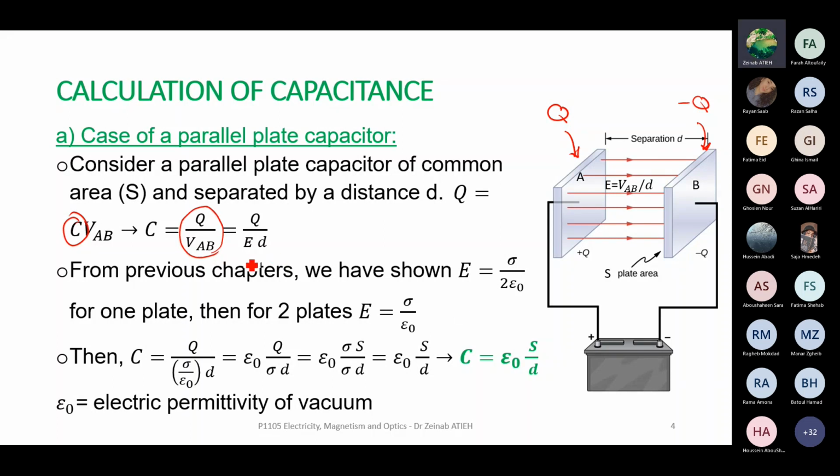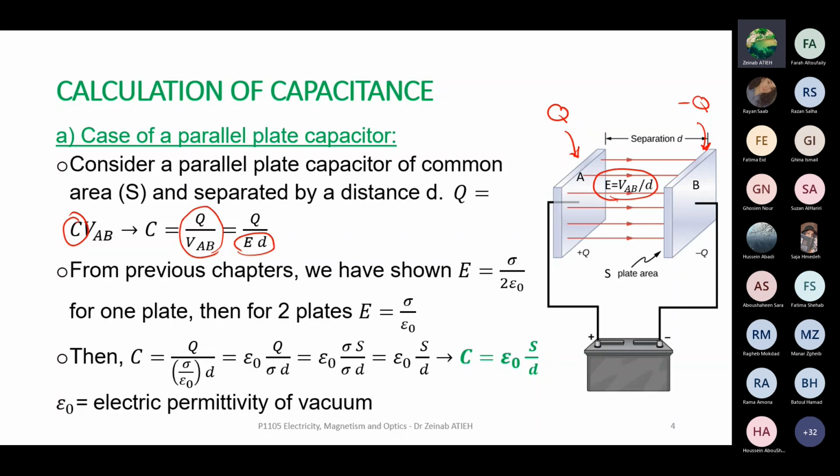For a parallel plate capacitor, we have found that VAB equals E times D, where E is the electric field in between the parallel plates, and D is the distance in between them. I've explained this formula in previous slides. So E equals VAB over D, which means VAB equals E times D, for a parallel plate capacitor.